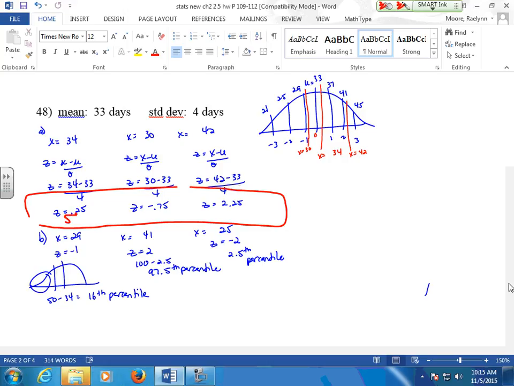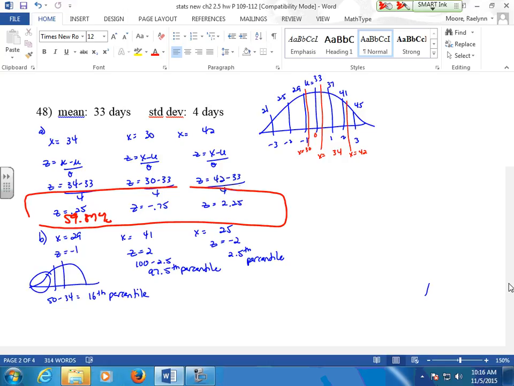59.87 percentile. Did everybody get this? You need to be able to look it up in your table. You have two sides. You have the negative side, you have the positive side. That one doesn't fall nicely in between anything. The ones they gave you, yeah, they fell pretty nicely. You can use your empirical rule or you can use your table.